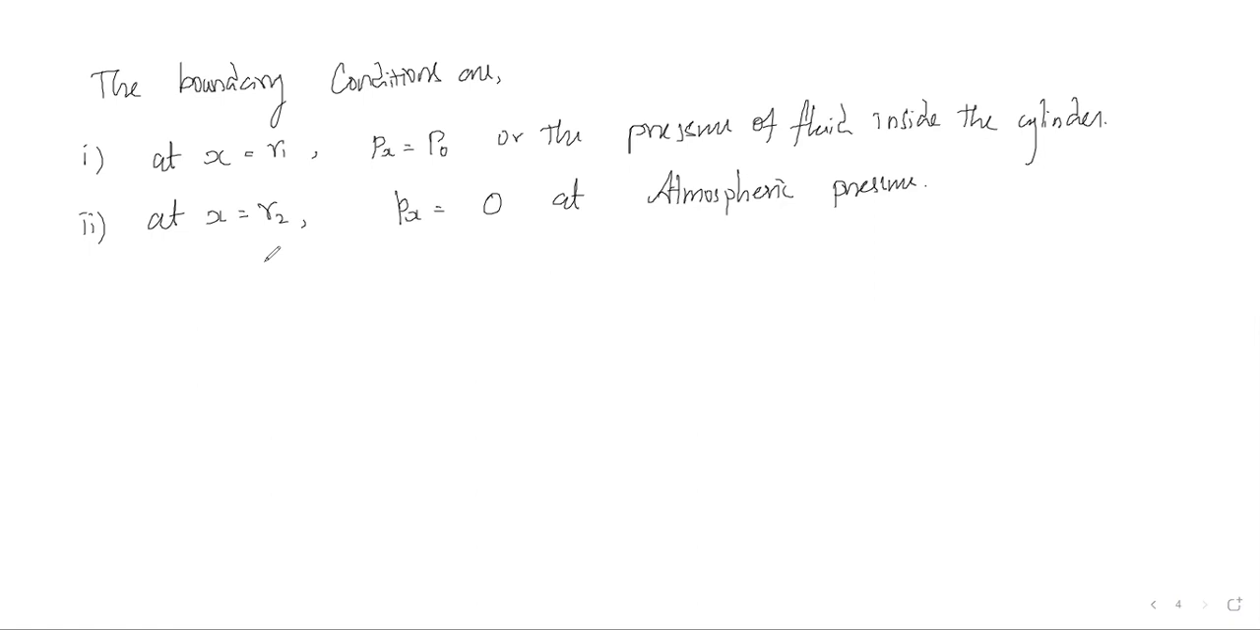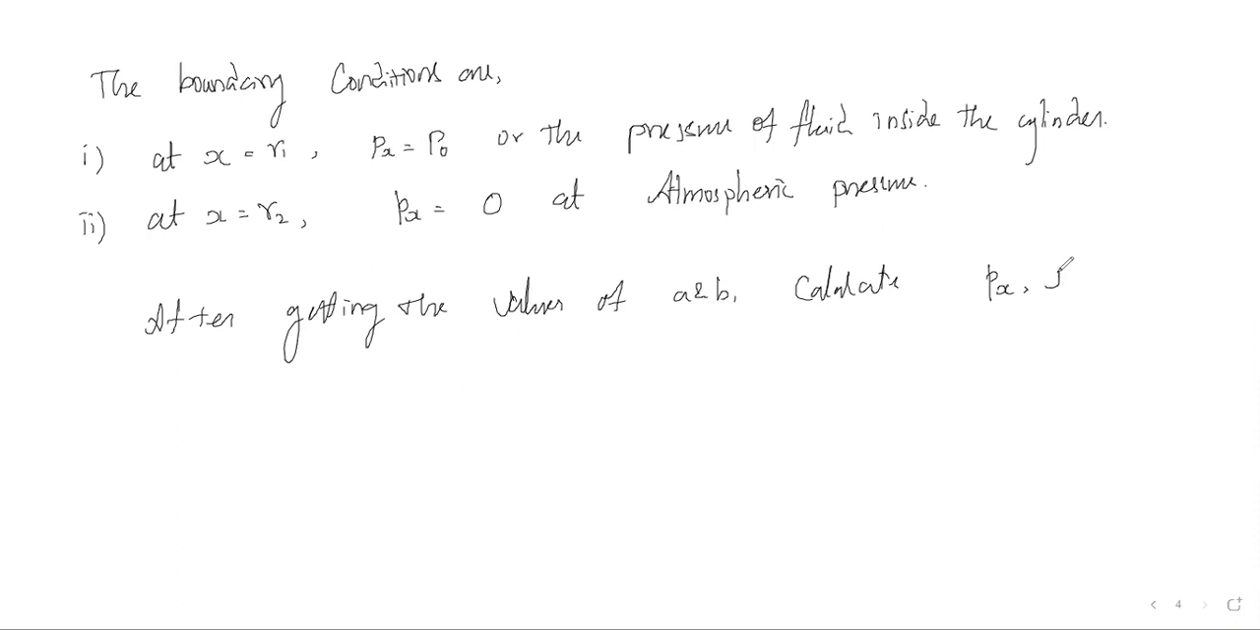the radial pressure, or radial stress. So after getting the values of A and B, we can calculate the radial stress px and the hoop stress sigma x. So this is the constraint. Now let us move on to the problem.